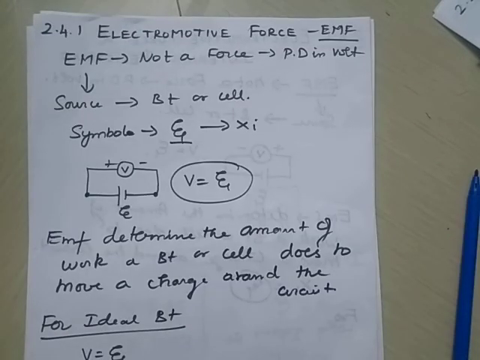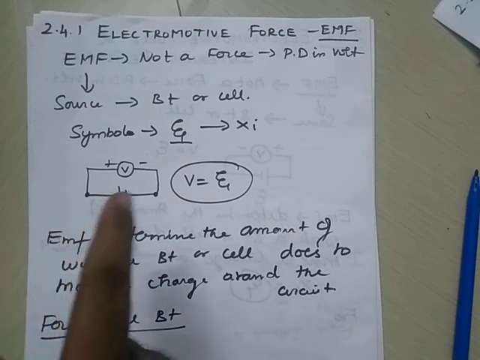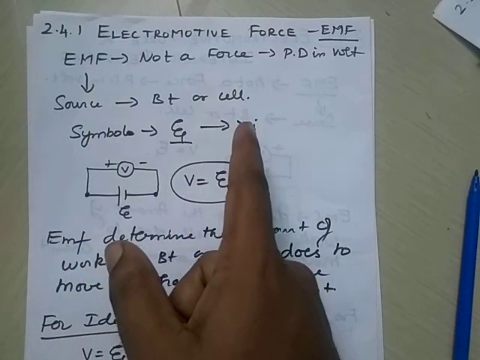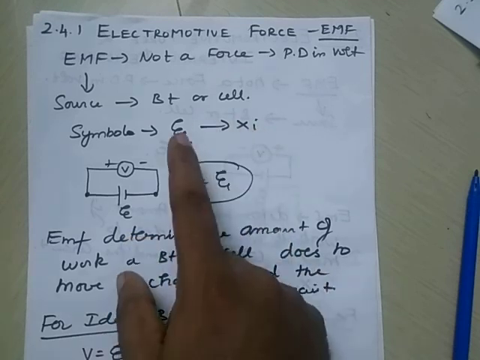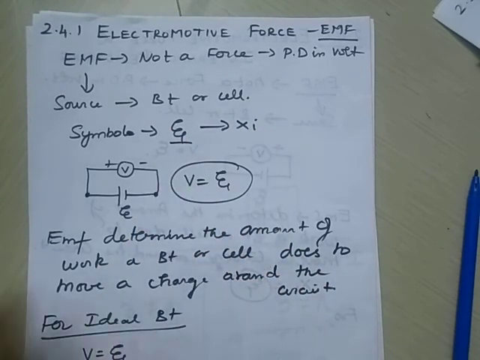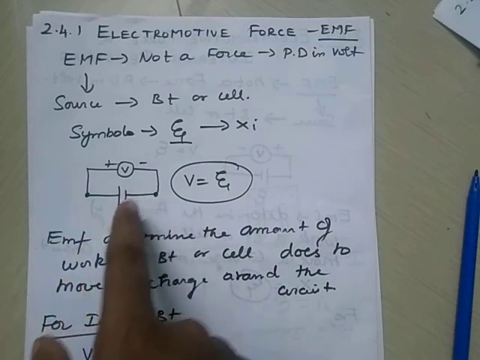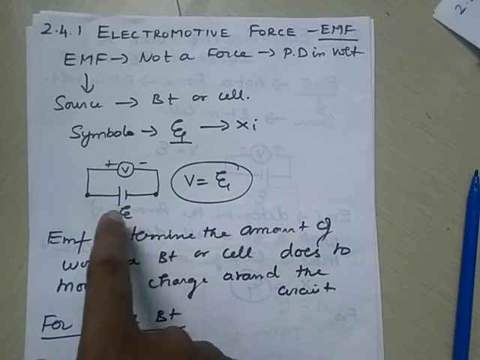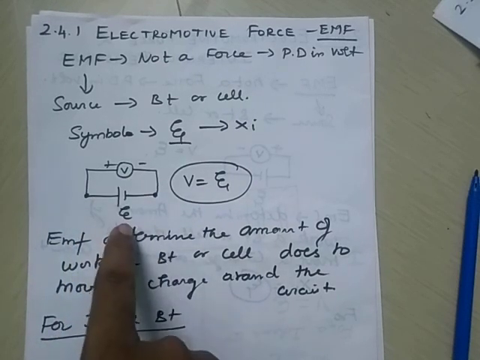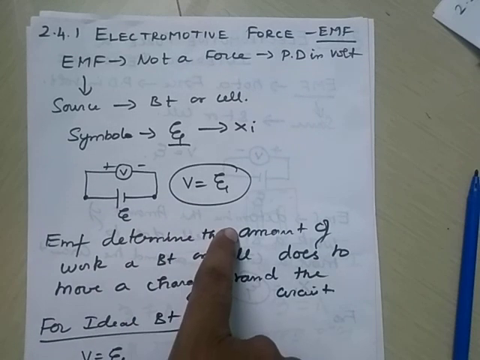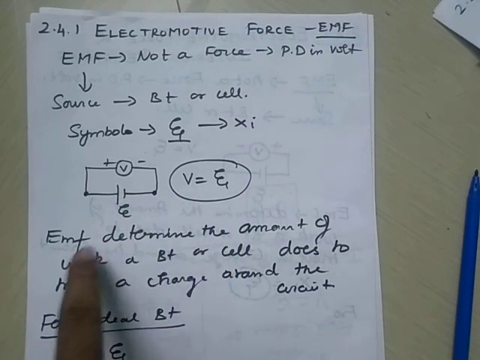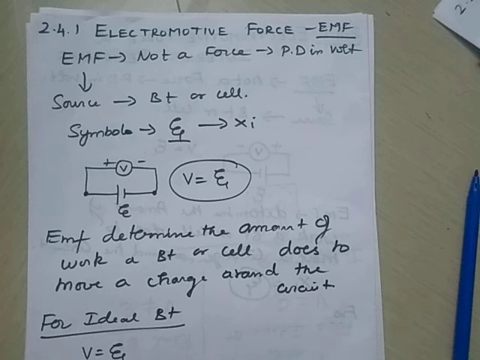Then electromotive force, that is EMF. Actually EMF is not a force, it is a potential difference in volts. The source of EMF is a cell or battery, and it is represented by the symbol psi. We know very well the EMF of the cell can be found by connecting a high resistance voltmeter across the cell, then the voltmeter gives the value of the EMF of the cell. The EMF determines the amount of work a battery or cell does to move a charge around the circuit.